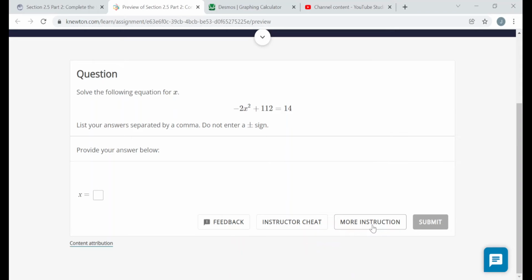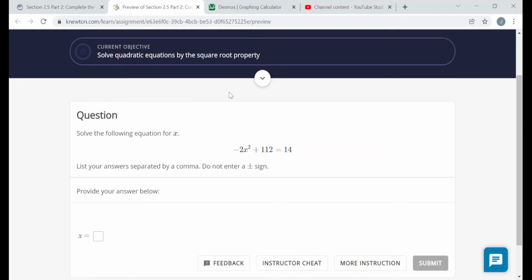But you will have a more instruction button, which can be useful if you're struggling with a particular objective or a particular question. Click on more instruction and you'll be taken to a page with some reading to do or some videos to watch, and then they'll give you questions related to that instruction, and you can work your way through the assignment and progress that way if you want every single time. Nothing wrong with that.